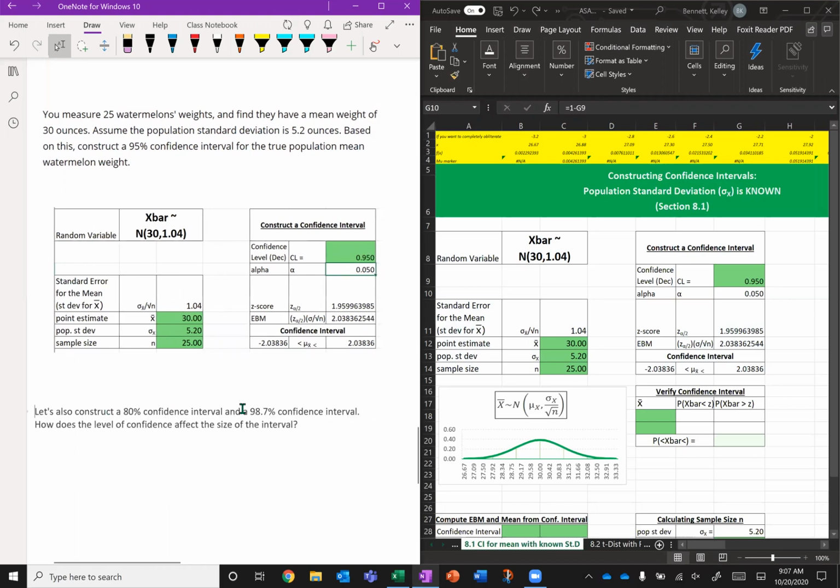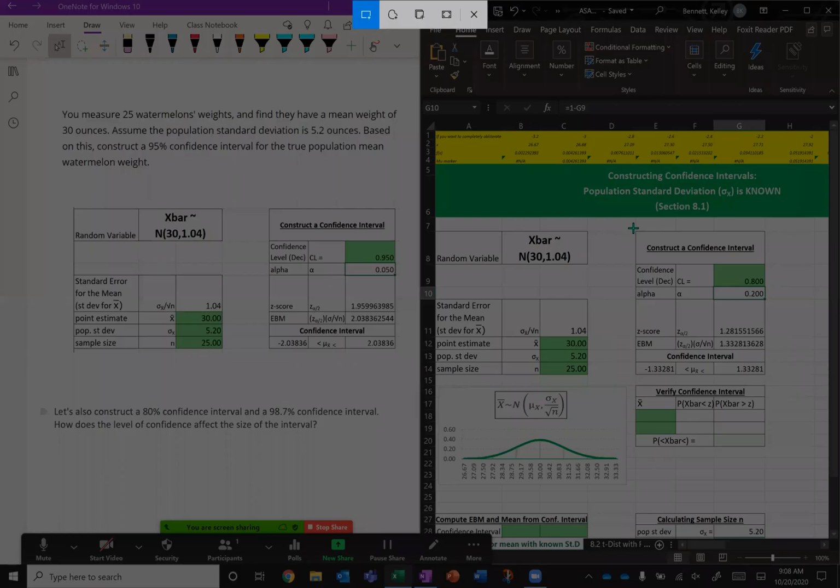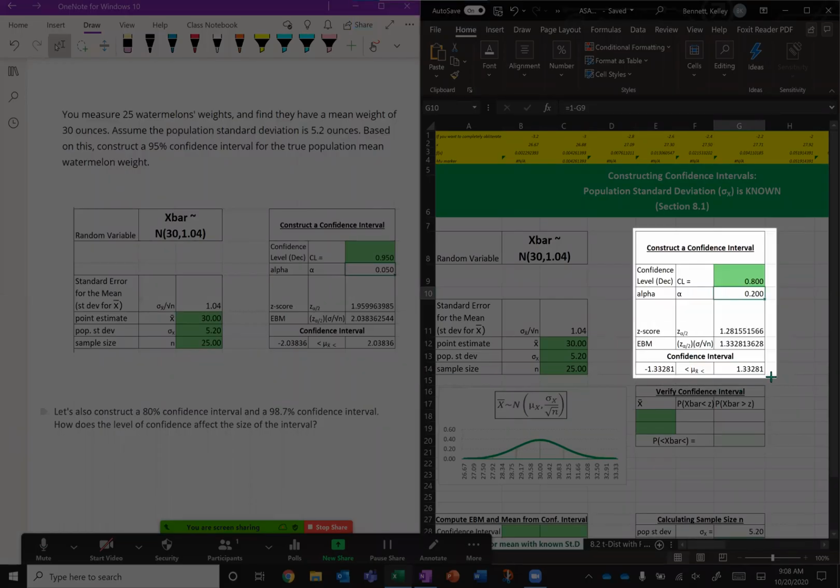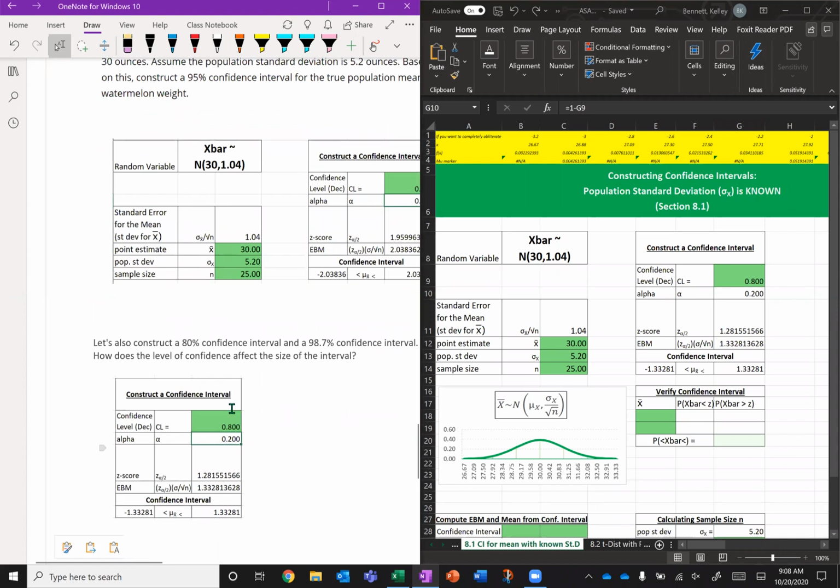And now in this next part, it's saying, let's construct an 80% confidence interval and a 98.7% confidence interval. So for 80%, we want to do 0.80. So I'm just going to copy these little parts right here since everything else is the same. And then we also wanted a 98.7%, so 0.987.